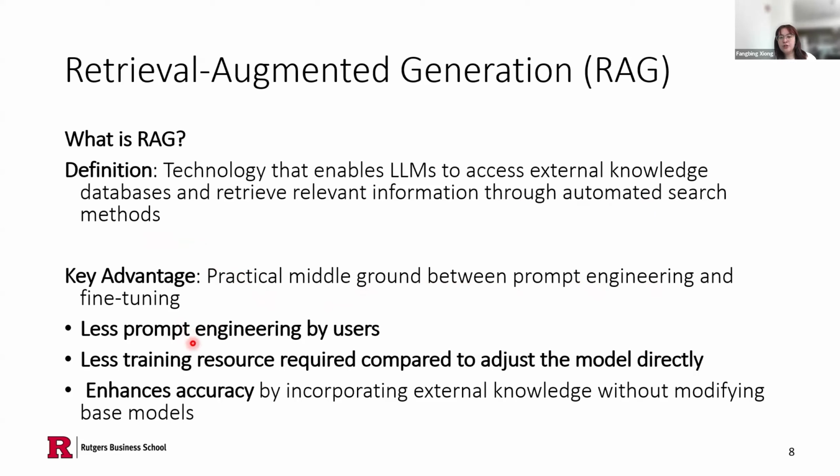Prompt engineering by users, I think most of you should be very familiar with that. That's when you ask AI questions, you follow certain patterns. And if the users have to follow prompt engineering every time they interact with the AI, it takes the users longer time and more cognitive burden. That's the difference between RAG and prompt engineering.